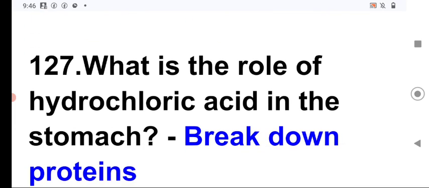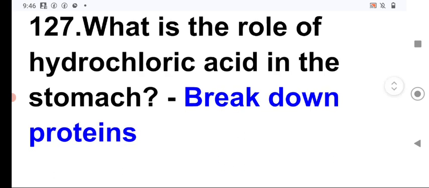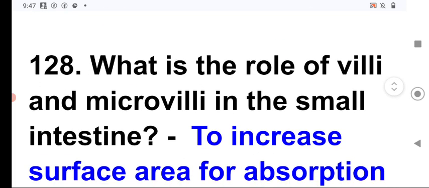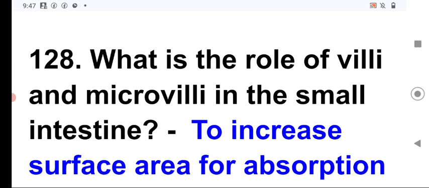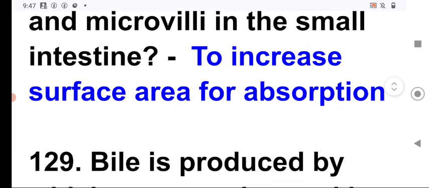Next, what is the role of hydrochloric acid in the stomach? It helps in the breakdown of proteins through the conversion of pepsinogen into pepsin enzyme, which acts on the protein and converts it into polypeptides. Next, what is the role of the villi and microvilli in the small intestine? To increase the surface area for absorption of the digested food. These are minute microscopic finger-like projections which help in the absorption of food.